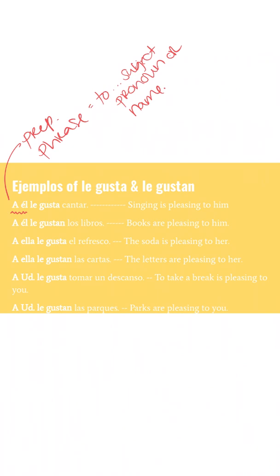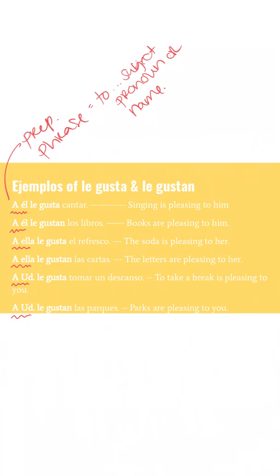All right, we also have a él le gustan los libros, books are pleasing to him. We have a ella le gusta el refresco, the soda is pleasing to her. We have a ella le gustan las cartas, or the letters are pleasing to her. We have a usted le gusta tomar un descanso. To take a break is pleasing to you. Y finalmente, a usted le gustan las parques. The parks are pleasing to you.